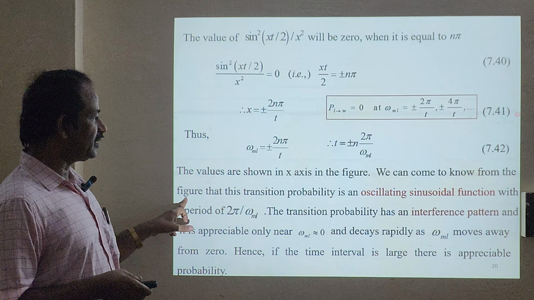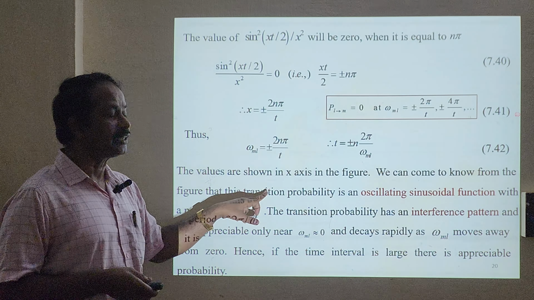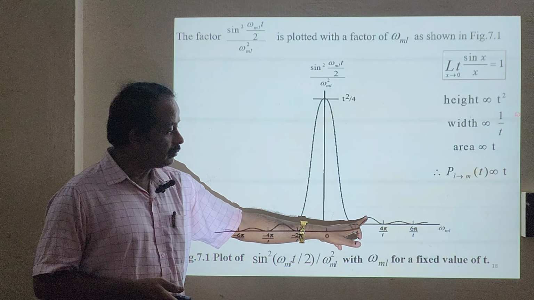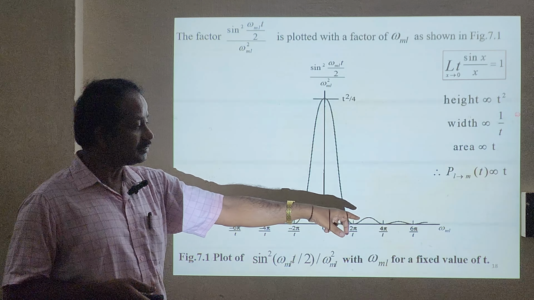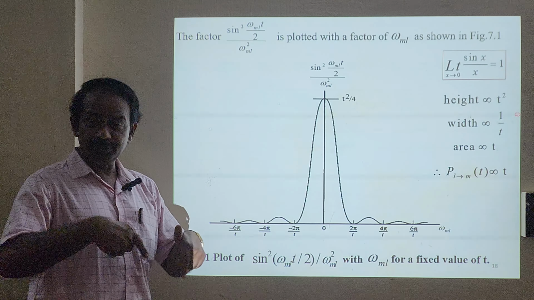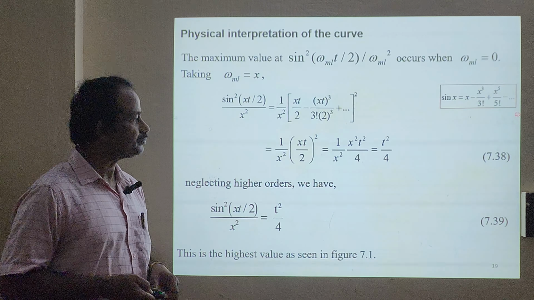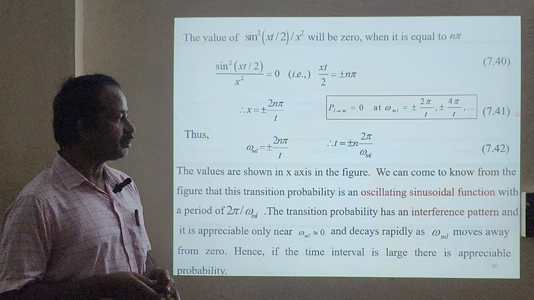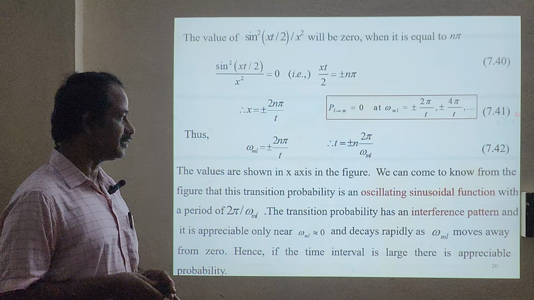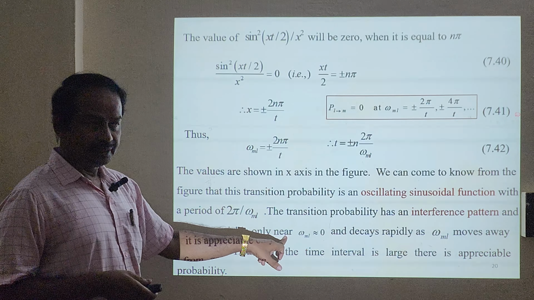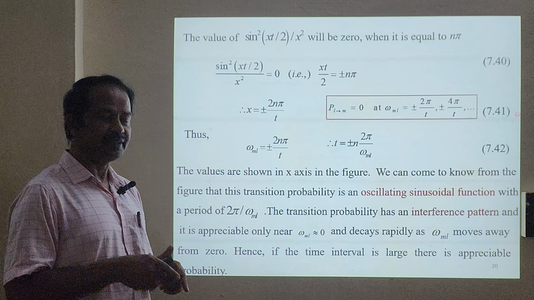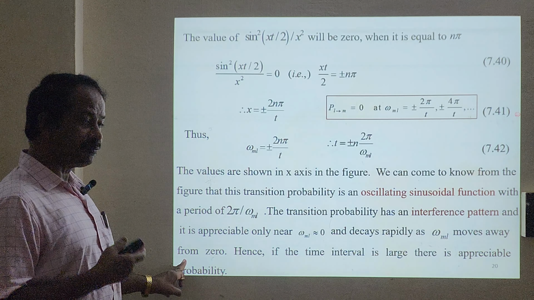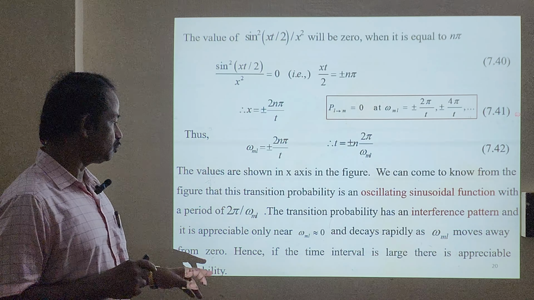So we can see from the figure that this transition probability is an oscillating sinusoidal function, where the peak amplitude decreases slowly, because it has to die out when x, that is omega ml, tends to infinity. This is an oscillating sinusoidal function with a period of 2 pi by omega ml. The transition probability has an interference pattern, as I said, and it is appreciable only when omega ml tends to 0. It is centered around 0 and decays rapidly as omega ml moves away from 0.